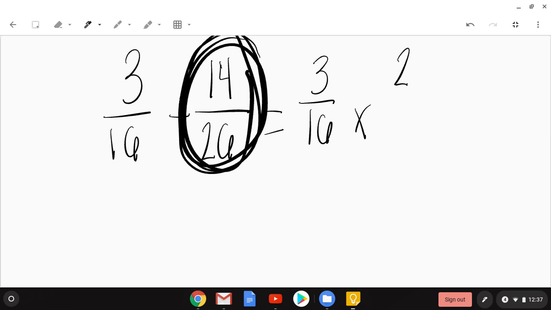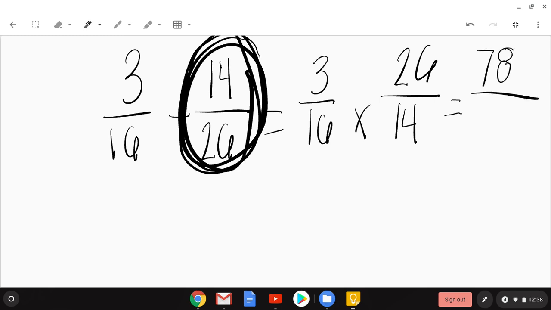So I have 26 and 14. So now I need to multiply. So I have 3 times 26, and that gives me 78. And then I have 16 times 14, and that gives me 224. Now, I know that I can reduce this fraction, but I'm not going to do that right now.